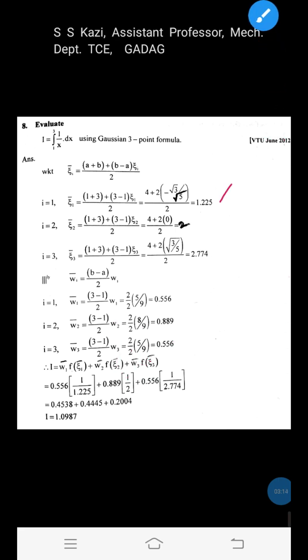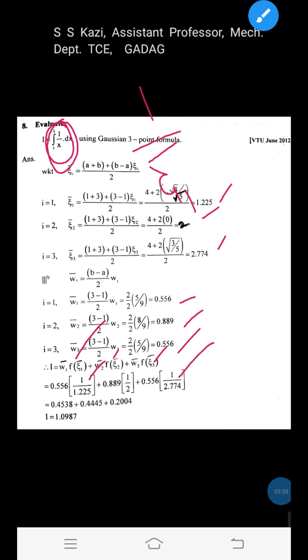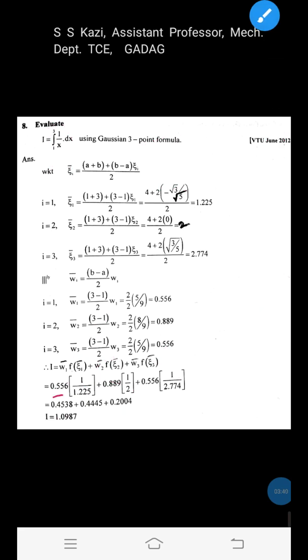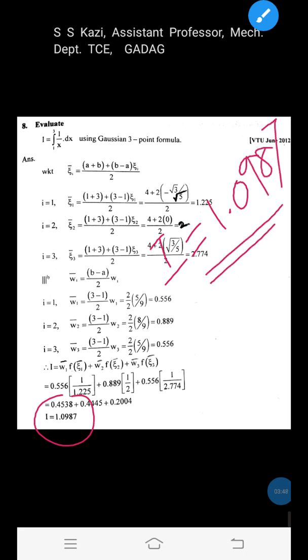Once you calculate the sampling points and sampling weights, you substitute them here, where f of zeta 1 bar can be written as 1 by zeta 1 bar, and f of zeta 2 bar can be written as 1 by zeta 2 bar, because it is 1 by x. If we substitute and calculate, you will get I is equal to 1.0987.